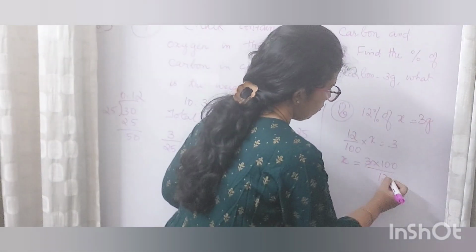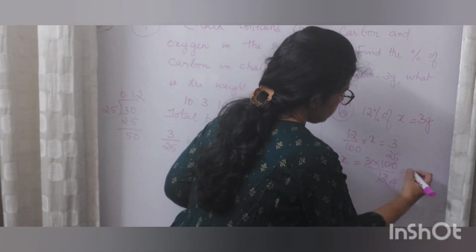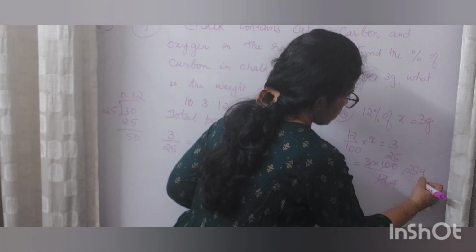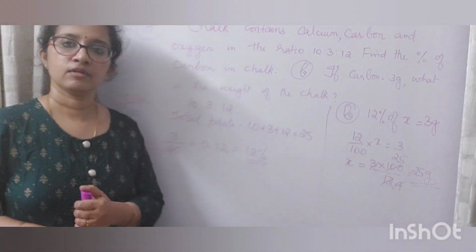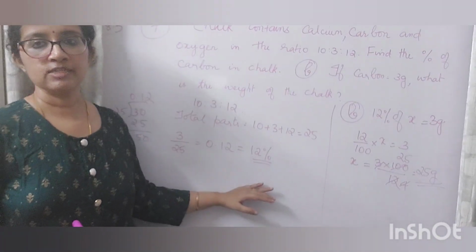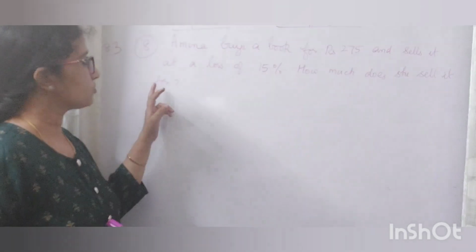Clear? So 4 3s are 12, 25. So the answer is 25 grams. 25 grams is the total weight of the chalk. So clear with this? Now let's move on to our next problem. Okay, let's see the next question.